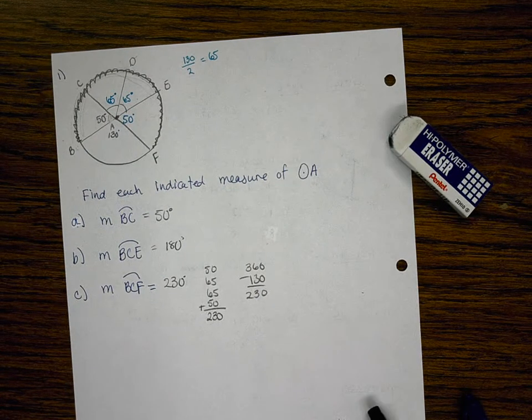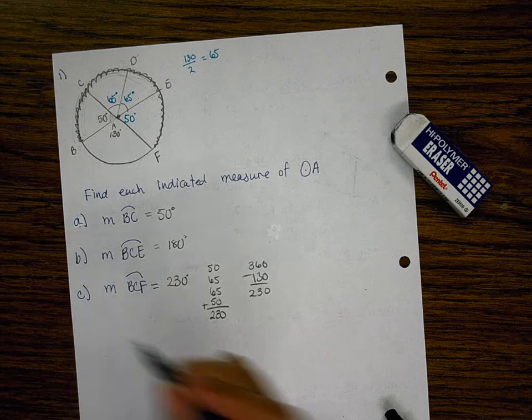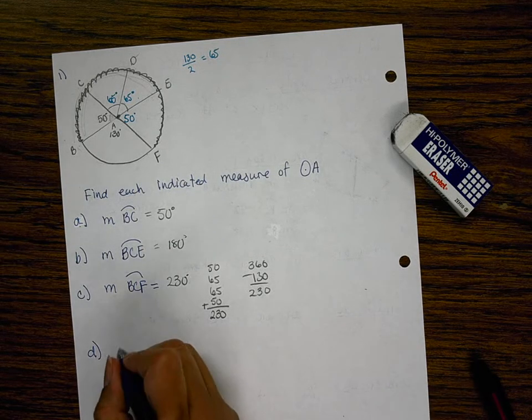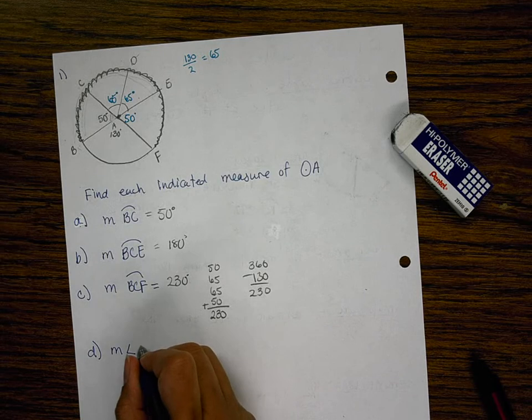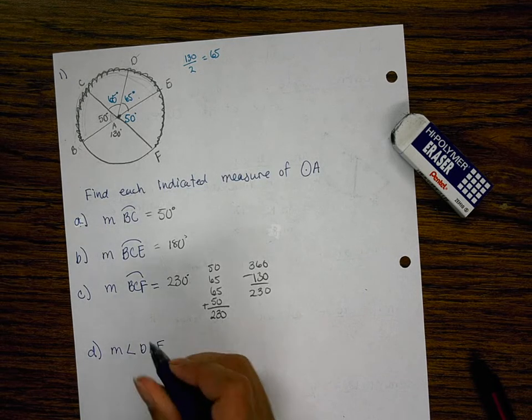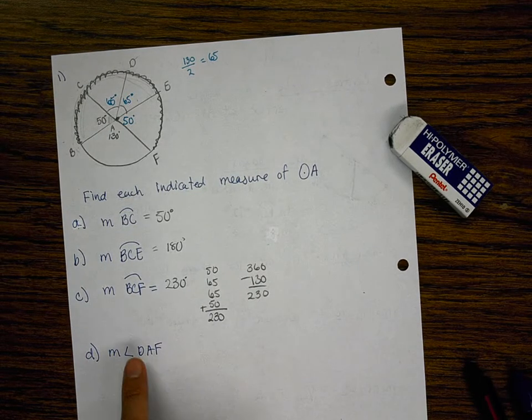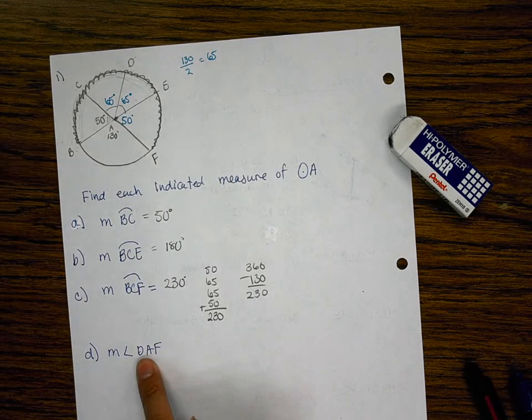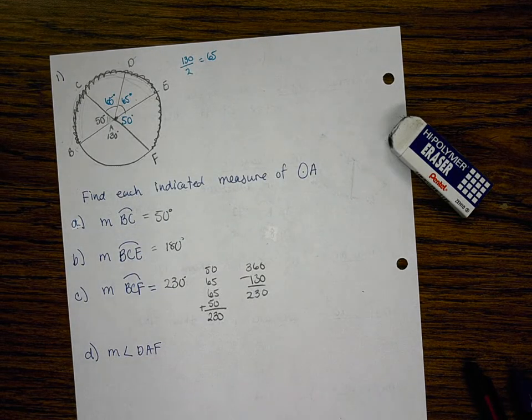Okay, letter D. I want you to find the measure of angle DAF. Okay. So now look at the notation. That's the notation for an arc. Now I'm finding the measure of an angle. But luckily central angles and their corresponding arc measures are equal.